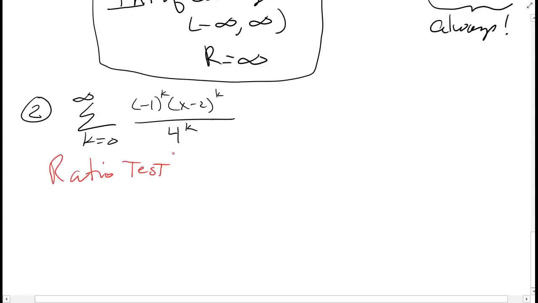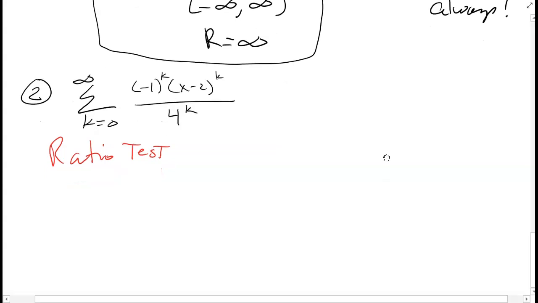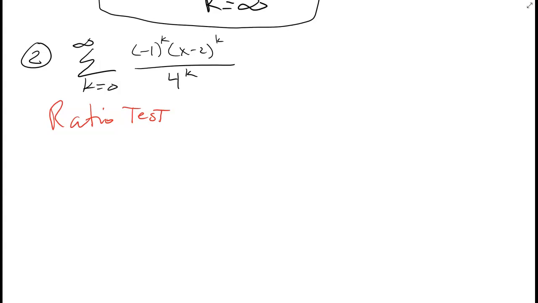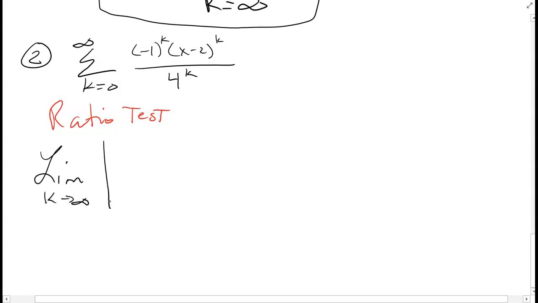ratio test. You can take the time to set up your ratio test, or if you get used to it, you can just jump right into doing it. If you want to set up what your a sub k and a sub k plus 1 looks like, go ahead and do that. I'm going to jump right into the test here. So I'm going to take the limit as k goes to infinity. I'm not going to forget those absolute value signs this time. Now, again, I'm going to first start with my a sub k plus 1. So that's negative 1 to the k plus 1, x minus 2.